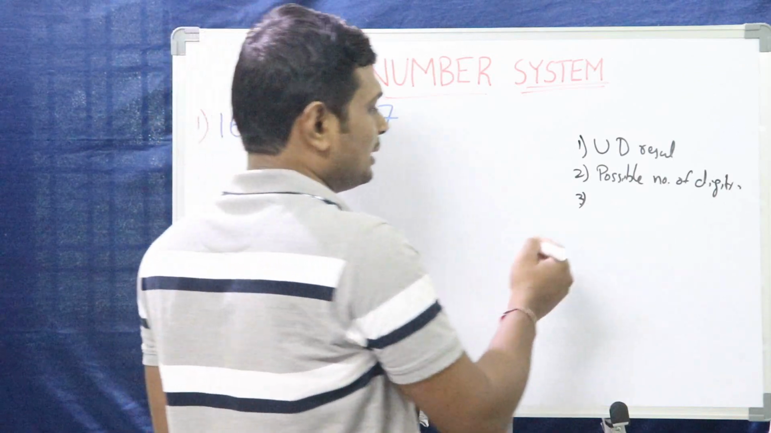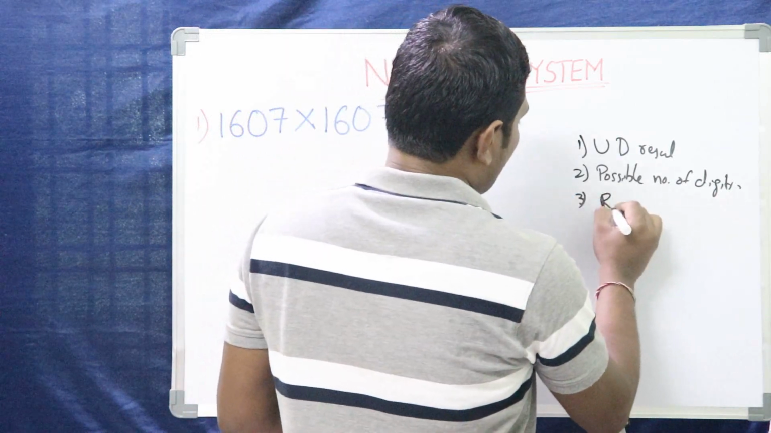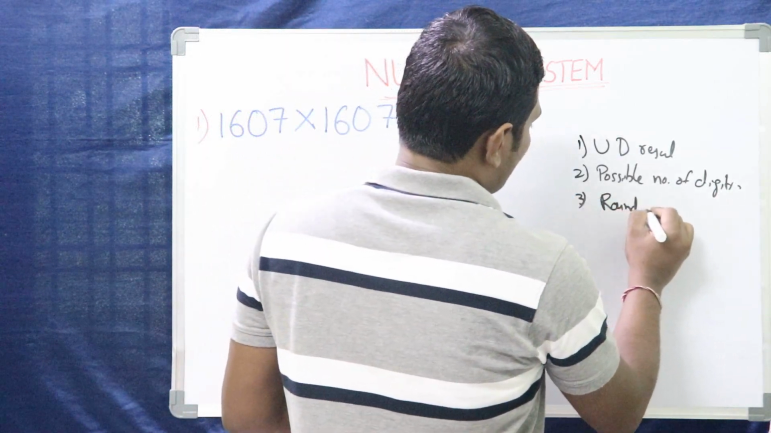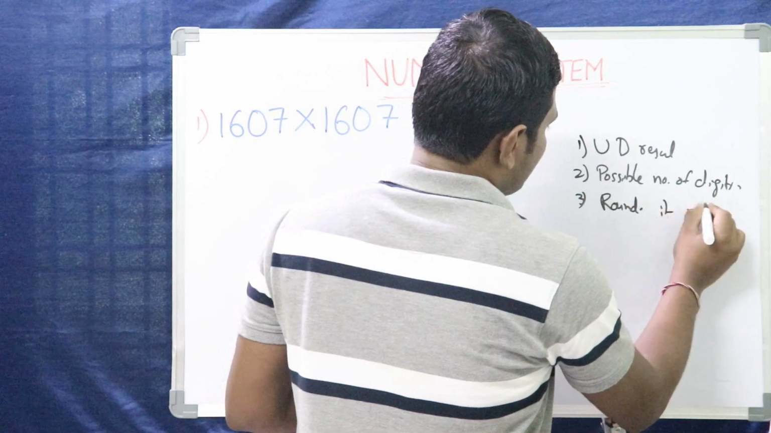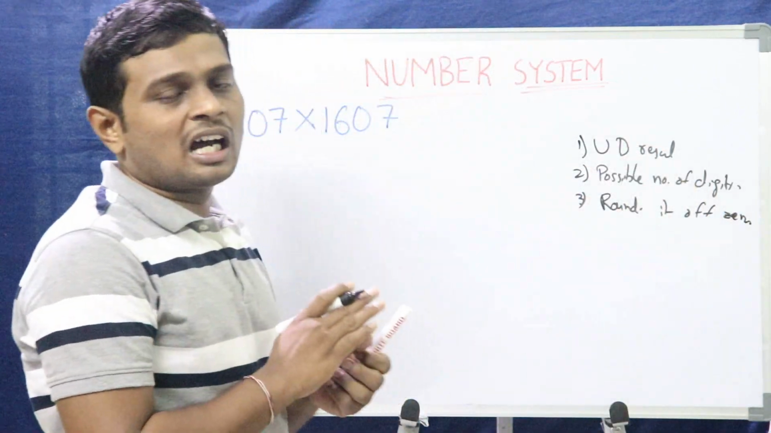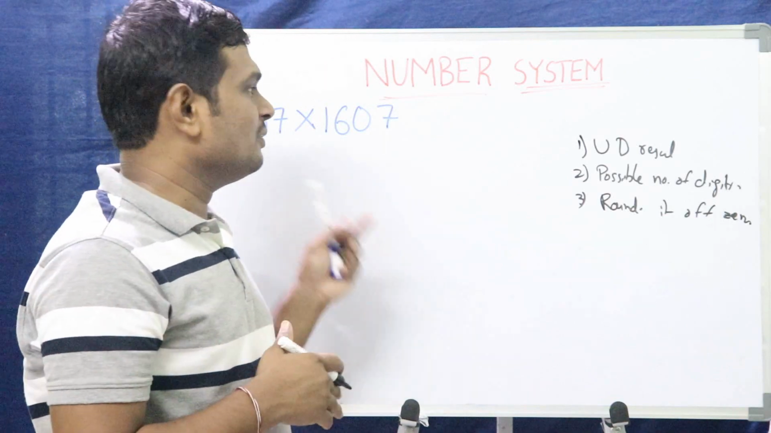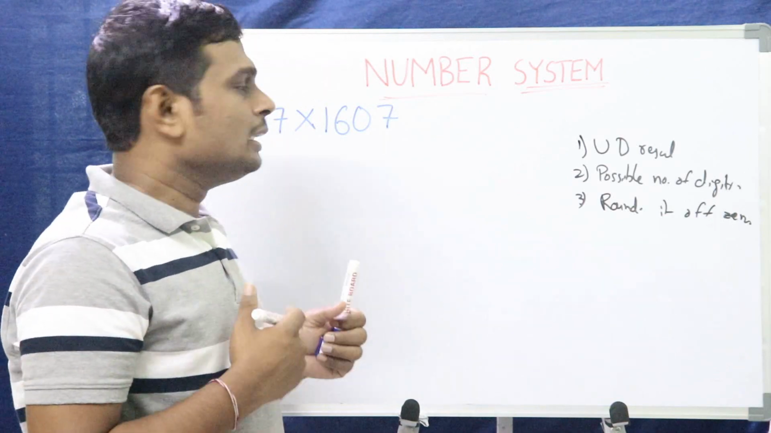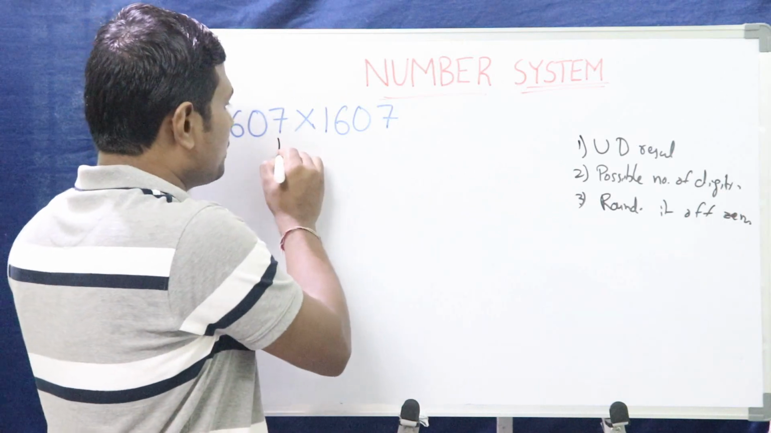What is the third one? We need to round it off to the nearest zeros. Round it off to the nearest zeros. With these three steps we can rule out almost all the options and we can solve the problem very quickly. Let me do this problem.